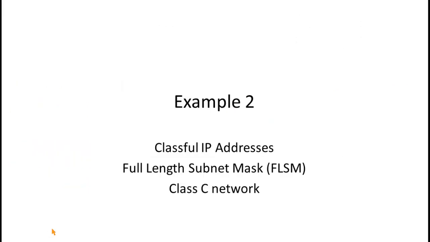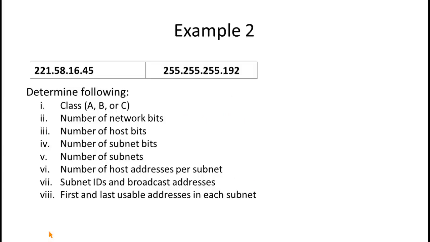Now we are going to solve example number 2 where a classful IP address is given. Classful means its network part is fixed. Means if it is class A, network bits will be 8. If it is class B, network bits will be 16. If it is class C, network bits will be 24. Okay, and fixed length subnet mask will be explained when I discuss in detail example number 2 in the next slides.